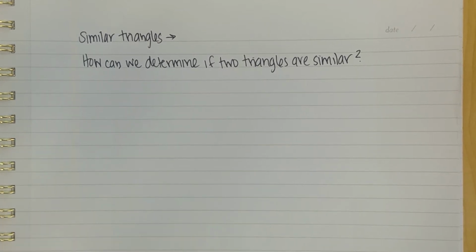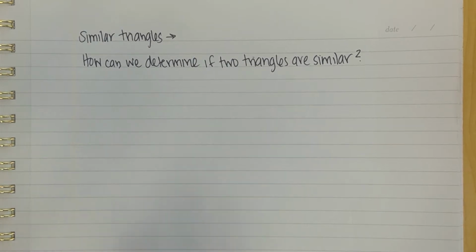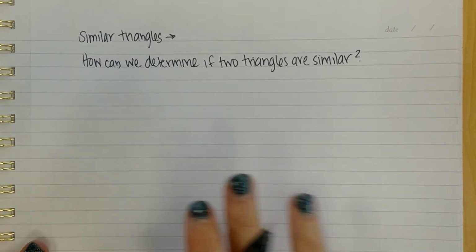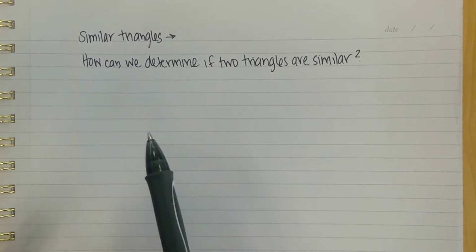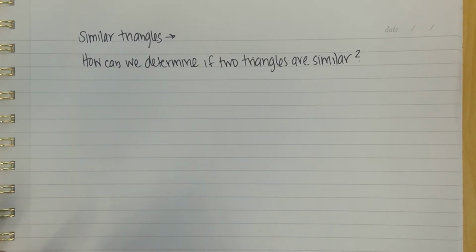Hi you guys. What we're going to do today is figure out how to determine if two triangles are similar. In the first video you watched, I told you they were similar and we multiplied by the scale factor to find the new triangle. Today I'm going to give you two triangles and we're going to work backwards and verify that they have the same scale factor to show that they are indeed similar.